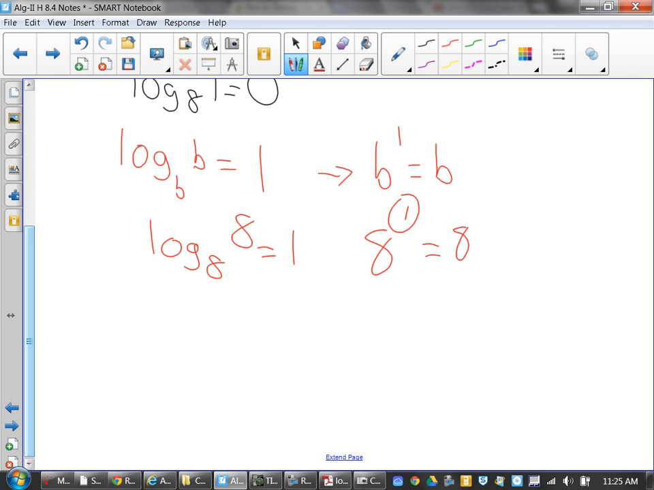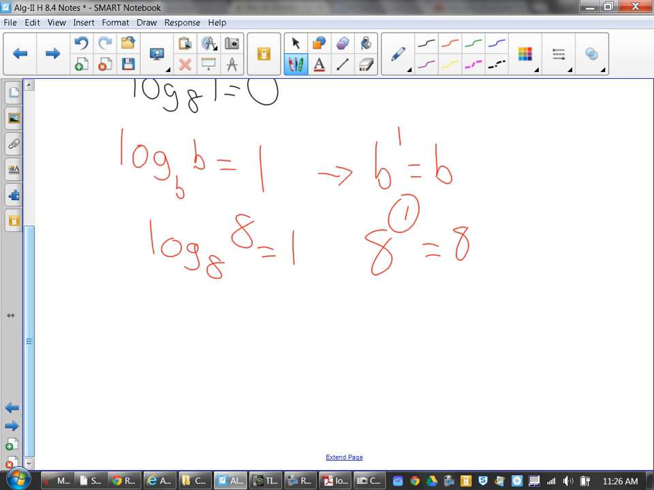Yes, sir? When's our next assessment? Not sure yet. Is it going to be this week? Probably not. I'm not exactly sure where we're going to wind up. Will it be Thursday? No, because there's a good solid 3 sections of just straight log stuff and equations and simplifying before we get to even the modeling stuff. So it'll probably be sometime next week, but we'll play it by ear.